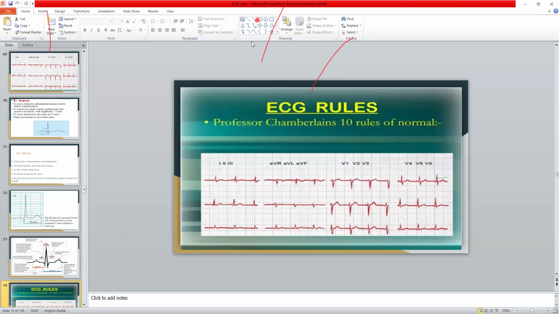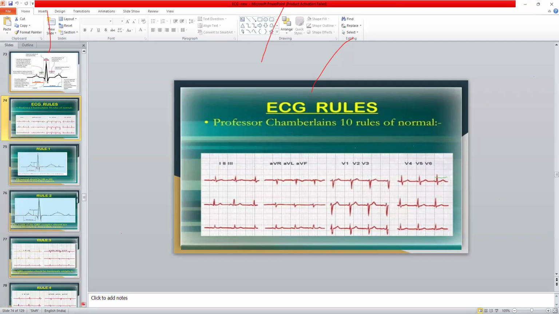Whenever you are interpreting an ECG as the normal ECG or within the normal limits, it has to fulfill the 10 ECG normal rules. These 10 ECG rules are also known as Chamberlain's 10 rules of normal. They were first invented by Professor Chamberlain, and hence these ECG rules are known as Chamberlain's 10 rules of normal. Let us know one by one what these normal rules suggest.